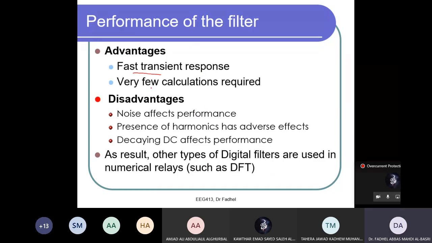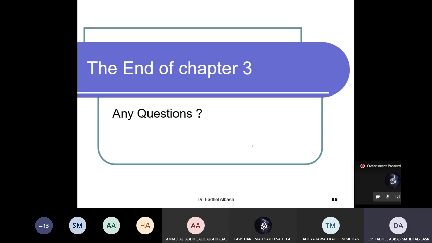So the advantage of this fast algorithm is very few calculations to respond, but the disadvantage of this simple filter is it is affected by noise and harmonics, and affected by decaying DC. As a result, it is not used nowadays. So most protective relays use DFT, digital discrete Fourier transform. Okay. With this, I would like to close this chapter. Okay. Do you have any questions?